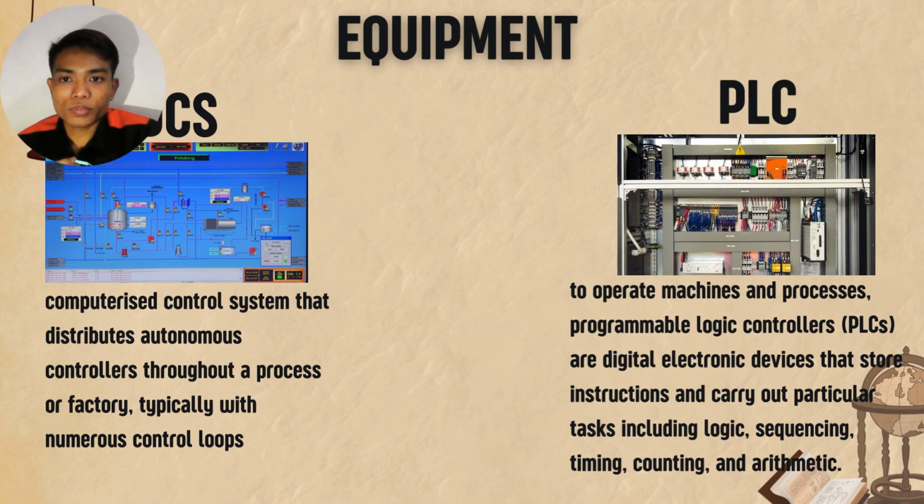And then for the equipment, we have a DCS and PLC. DCS is a computerized control system that distributes autonomous controllers through a process or factory, typically with numerous control loops. PLC is used to operate machines and processes. Programmable logic controllers are digital electronic devices that store instructions and carry out particular tasks including logic, sequencing, timing, counting, and arithmetic.